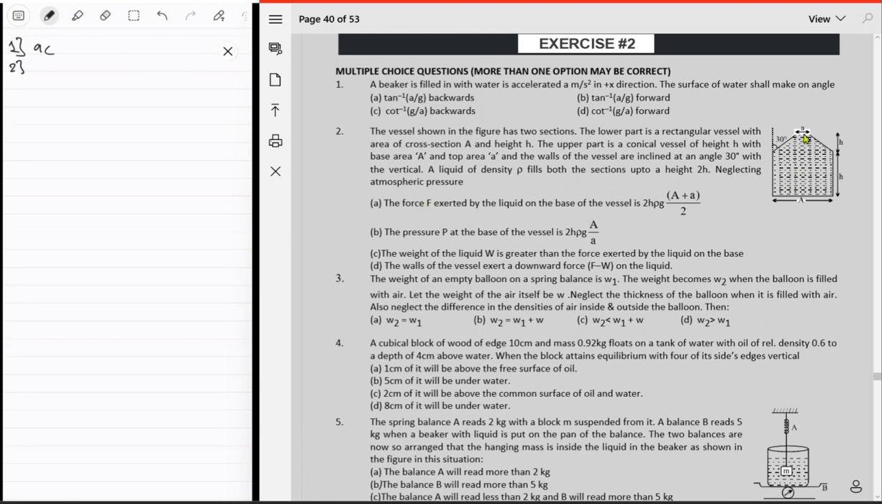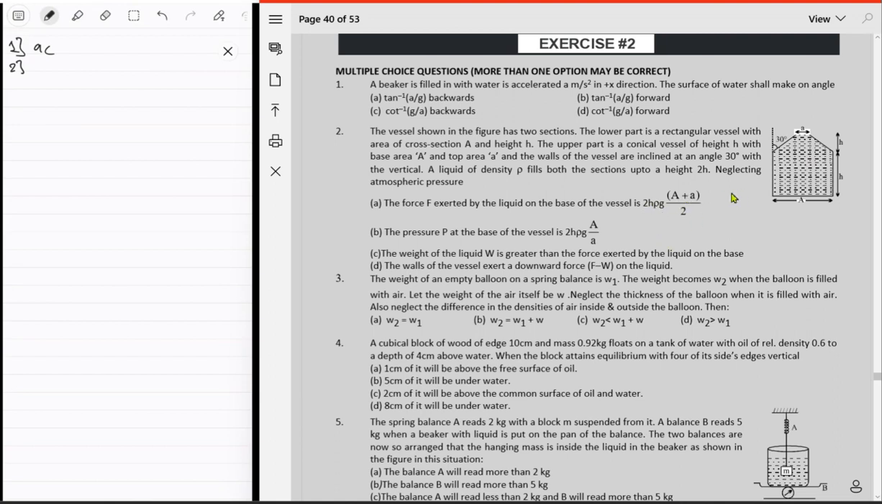And is this part the top area a? I'm assuming this part has zero pressure because it's open to atmosphere. So atmospheric pressure is just zero. That just means over here the pressure is just rho g h. Oh, this is h, this is 2h. Fine, so rho g 2h.